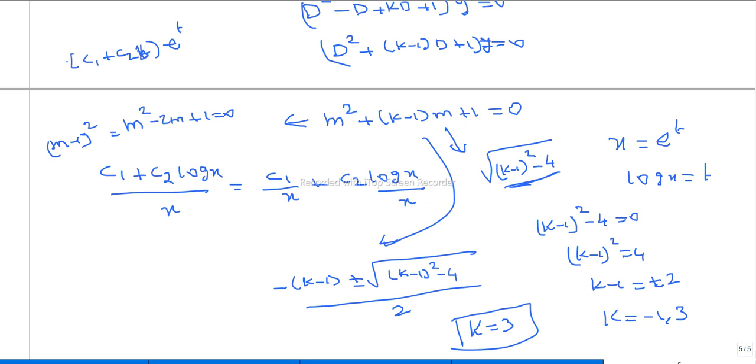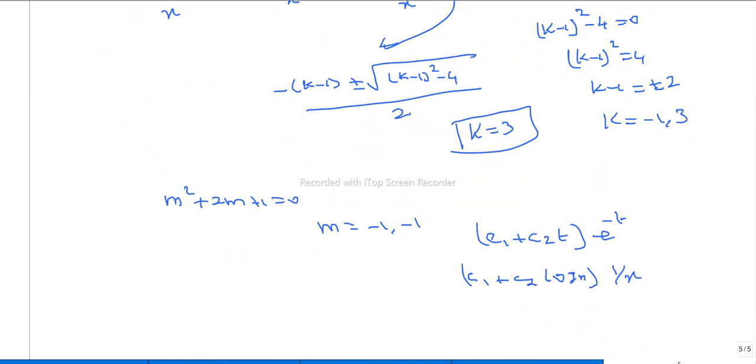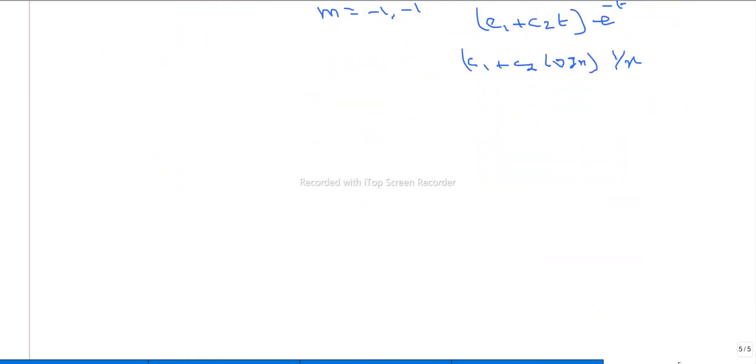Almost we solved this problem. So maximum they will ask the integrating factor, find the integrating factor. Okay, so next problem.